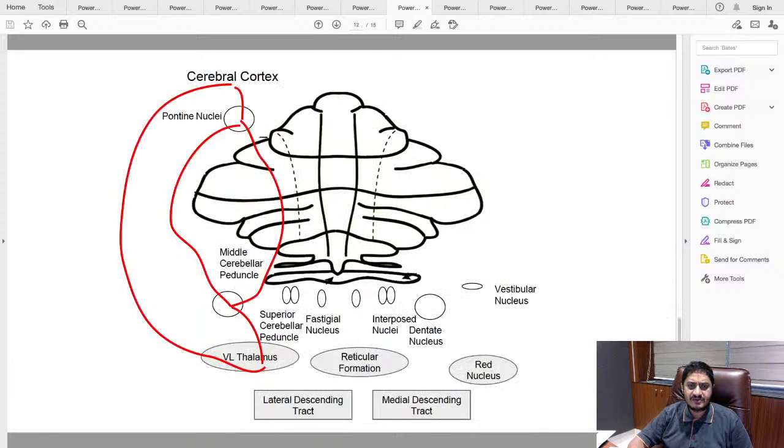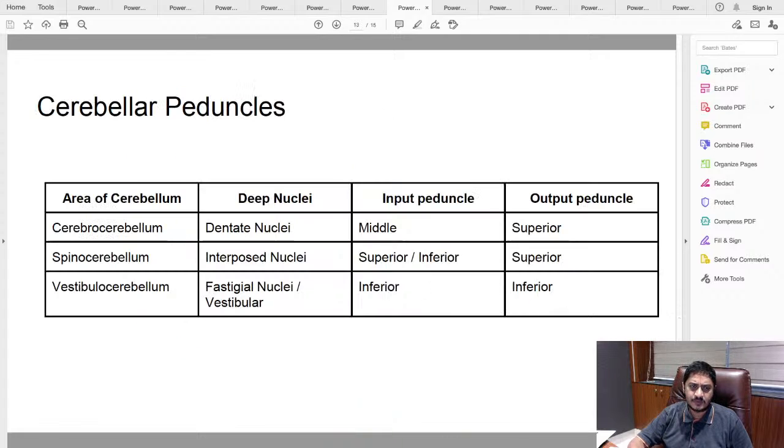Please note that crossovers are a very important piece. Again, we have gone through the cerebellar pathways and the peduncles. I love these topics because this is factual information that I expect the students to remember. The corresponding deep nucleus for the cerebrocerebellum is the dentate nucleus, for spinocerebellum is the interposed nucleus, and for vestibular cerebellum is either the fastigial nucleus or the vestibular nucleus.